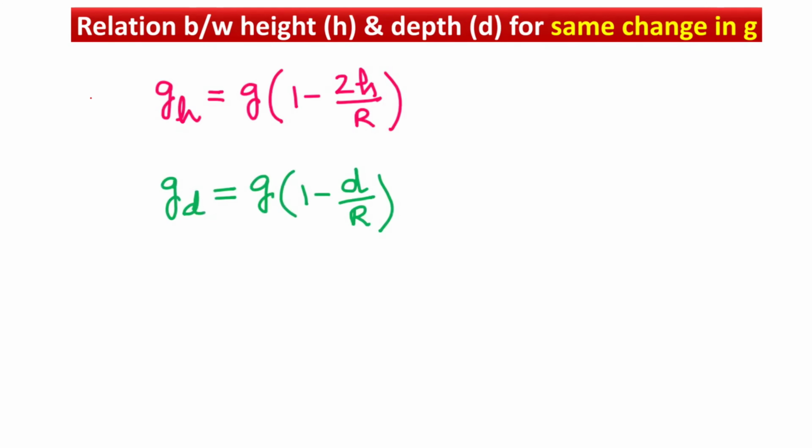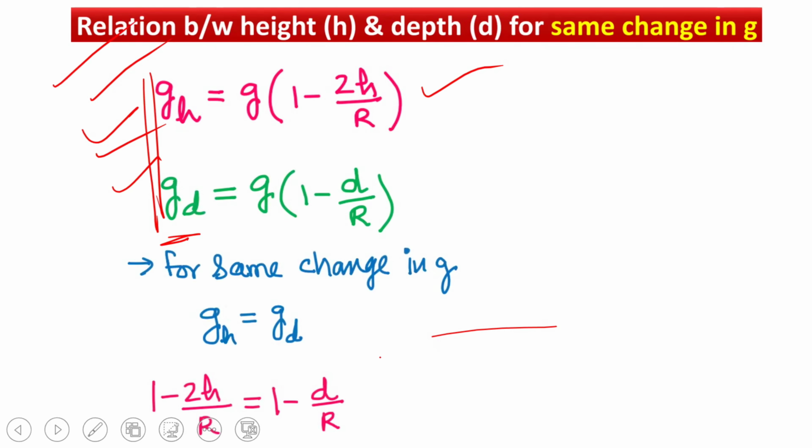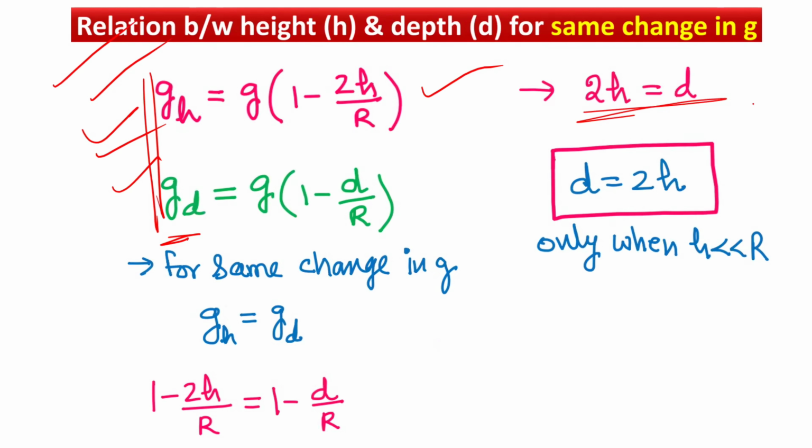Okay. Now relationship between the height h and depth d for the same change in g. So this is one thing which should be remembered, that is gh is equal to g (1 minus 2h upon R), already seen. gd at any depth d is equal to g (1 minus d upon R). Okay, these two expressions we have already seen. Now for same change in g, that is gh is equal to gd, so what should be the relation? So you are just equating the two equations, 1 minus 2h upon R is equal to 1 minus d upon R. So 2h is equal to d, or you can say d is equal to 2h, only when h is very small as compared to R.